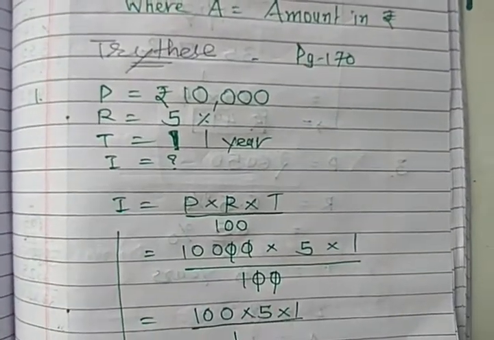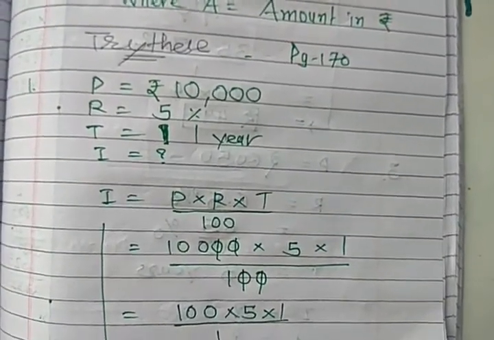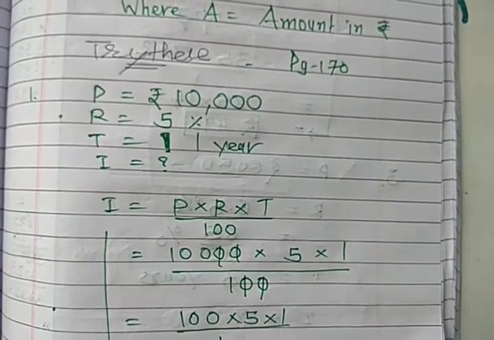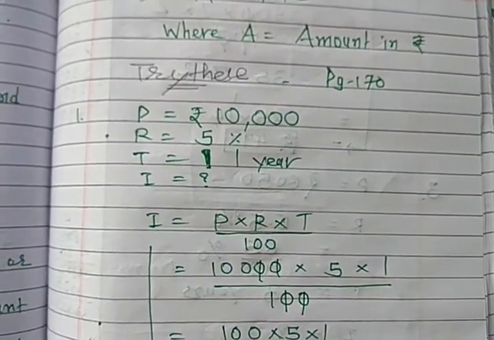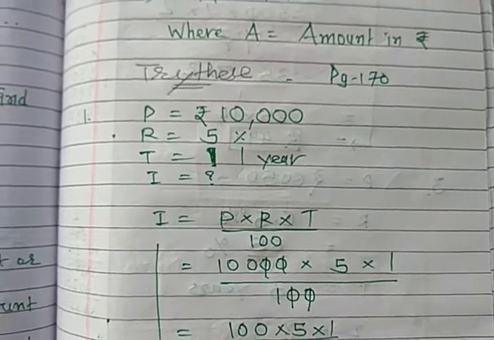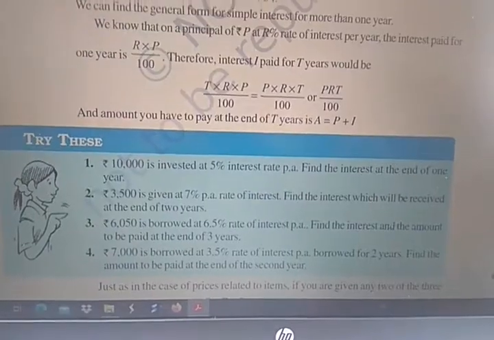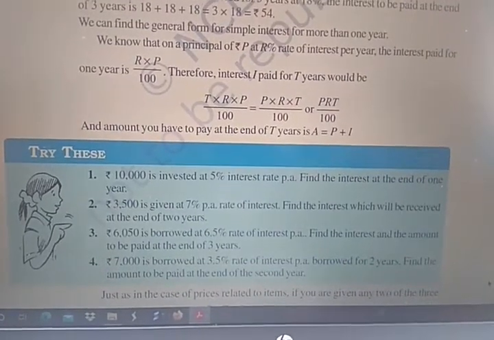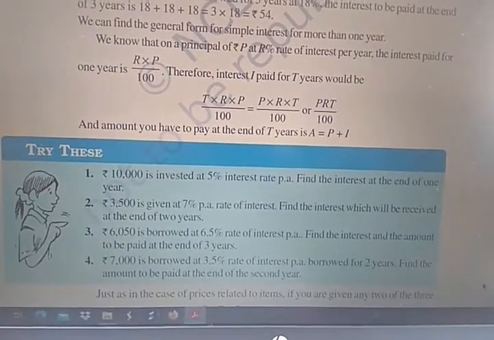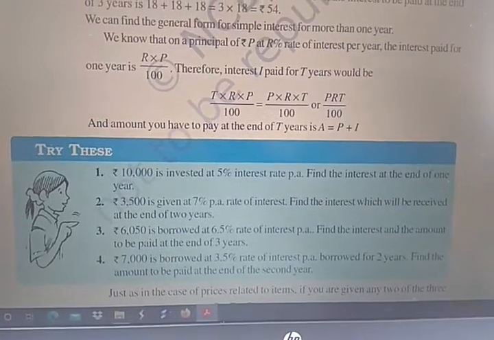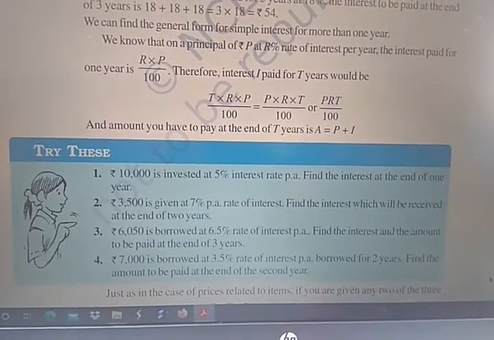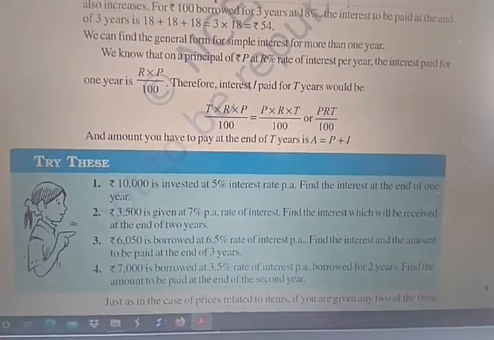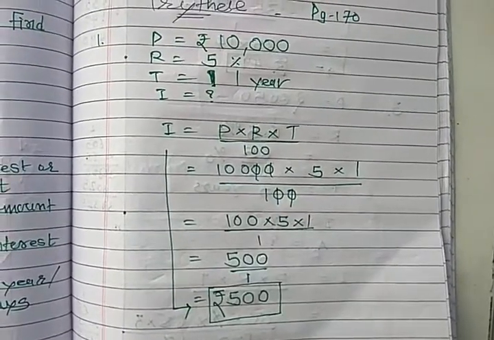First of all, come to page number 170, where you try this question number 1. Try this, which is on page number 170, questions number 1, 2, 3 and 4. One by one we will see. Okay, now you read.